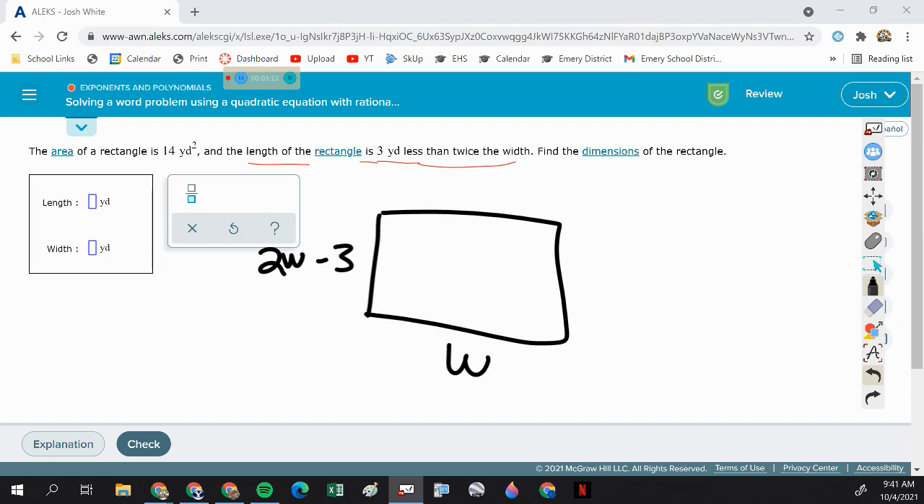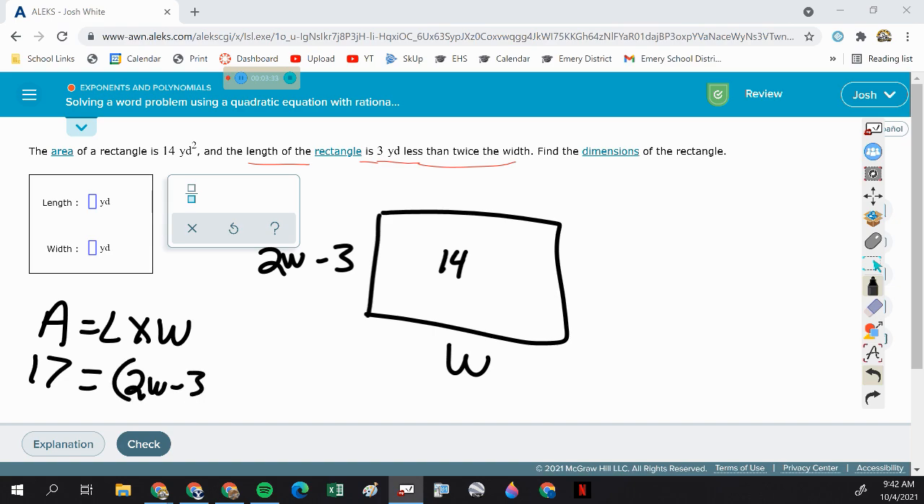And we know that the area is 14 yards squared. So what's the formula for the area? Area equals length times width. So 14 is equal to 2W minus 3 times W. Now what should I do?